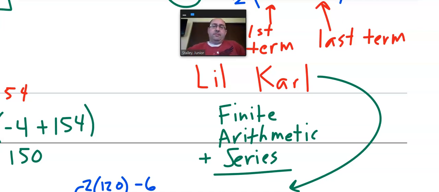That's right, folks. Finite, meaning it has a stopping point. Arithmetic means there's a common difference between the terms. Series means you're adding up all the terms.